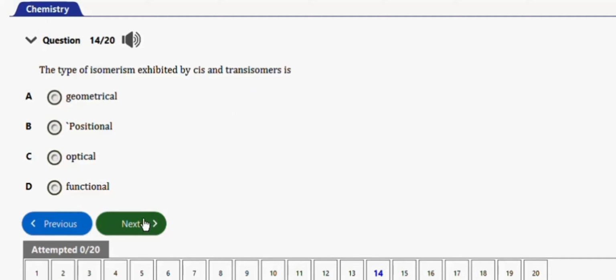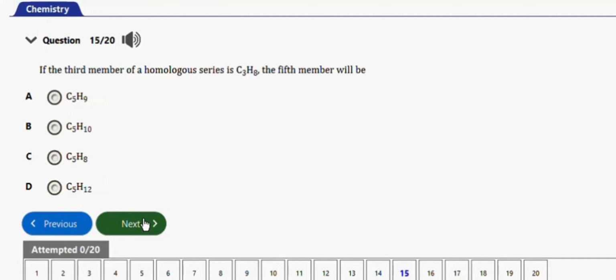The next question is this one. It says, if the third member of a homologous series is this, the fifth member will be, so this one we have here is propane, so it belongs to the alkane family. So the fifth member will be pentane, option D. Yeah, that's the right answer. The next question will be this one.